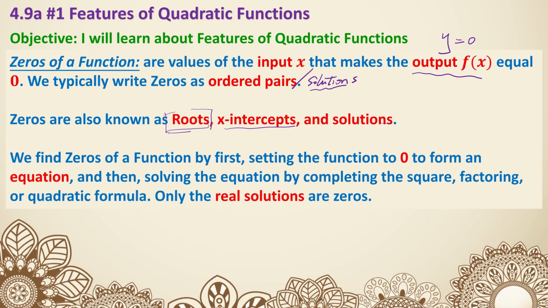We find zeros of a function by first setting the function to 0. So you see, we change the function into an equation basically, and then solve the equation by completing the square, factoring, or the quadratic formula. These are the 3 different methods that we have learned. And here's the thing, since zeros are also x-intercepts, and when we graph, we typically graph real numbers, that's why only the real solutions are our zeros. If we're not getting real solutions, then that's called no real zeros.